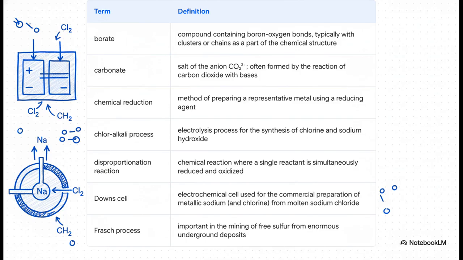This next set is all about the processes. You've got things like chemical reduction, which is a key way we isolate metals. And then you see specific industrial methods like the chloralkali process and the downcell. These are huge deals in the chemical industry.